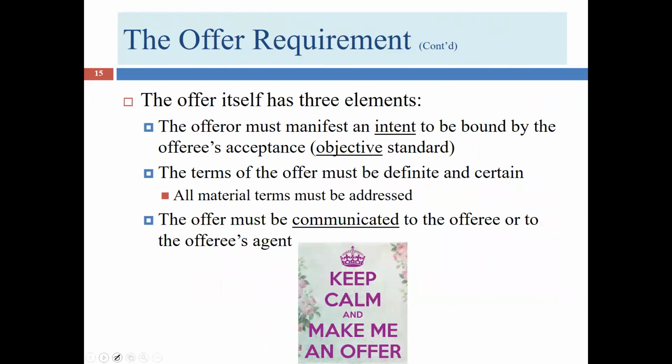Okay, so now we're going to drill down a little bit more into what an offer is. An offer actually has 3 elements. So we've talked about how every contract has to include an agreement, and every agreement has to include an offer. And now we're going to talk about the 3 things that each offer has to have, so we can get more and more granular.